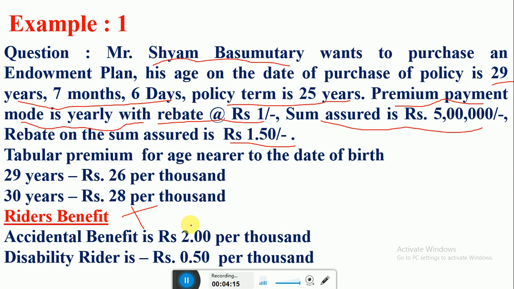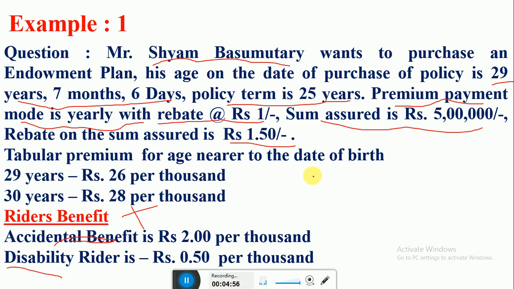So here the person, along with the endowment plan, is also taking an additional benefit, the accidental benefit. It means that if he dies during the policy term out of an accident, then the company will pay some extra money to him. And along with that, he is also taking a disability rider. Disability rider means during the policy term, if he becomes paralyzed, or if any part of his body is amputated due to an accident or some other reason, then for that also he will get some extra money. So that is the disability rider.